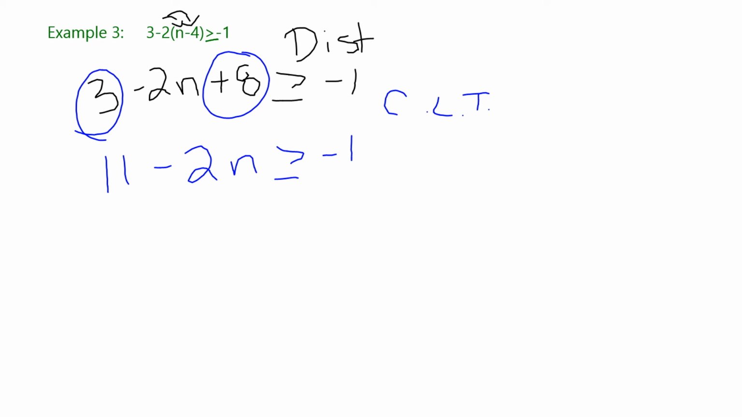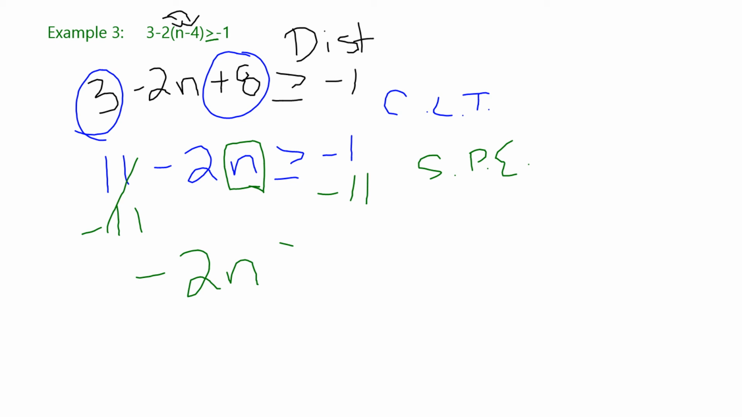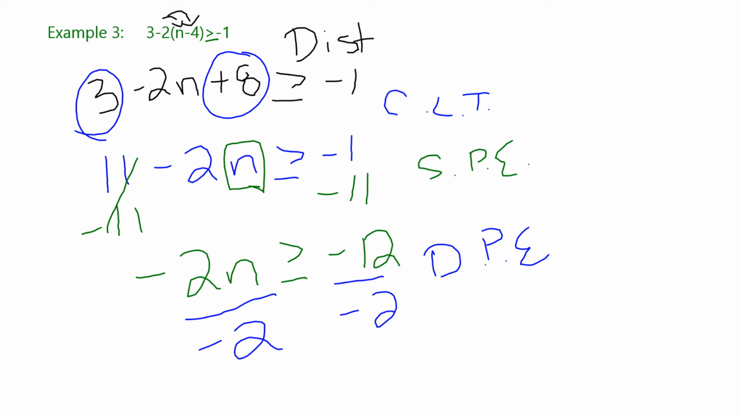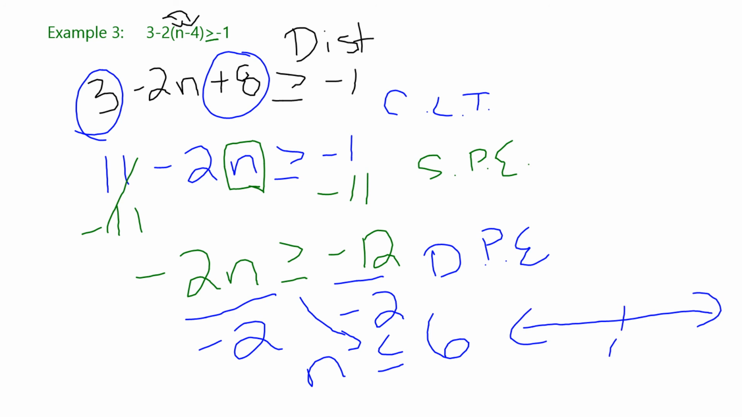Now I need to solve for n. To do this, I need to work towards this value of n. So I'm going to do the furthest away, which is negative 11. That's a subtraction property. I get negative 2n is greater than or equal to negative 12. My last step is the division property of equality. We're going to divide by negative 2. Since we divided by a negative, we flip the symbol. And so our answer is n is less than or equal to 6.